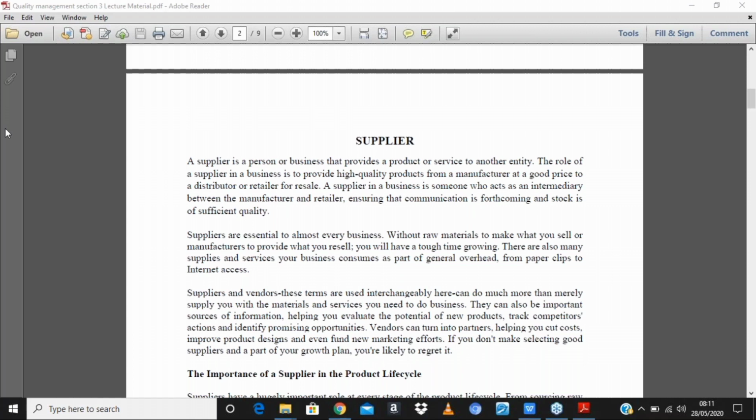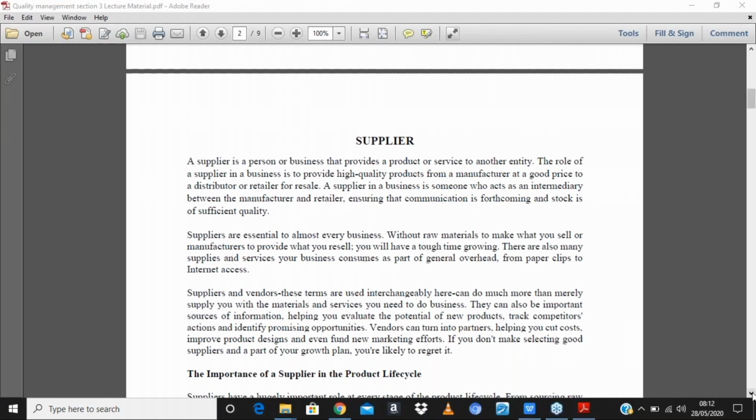So when you have a supplier, you have those that have manufactured, they have produced it. The supplier now goes and collects or receives them and brings them. So they are very essential for businesses. Without raw materials to make what you sell, or manufacturers to provide what you resell, you will have a tough time building and growing. The truth is that there are many suppliers who provide all of these businesses. Suppliers and vendors are terms that are used interchangeably.